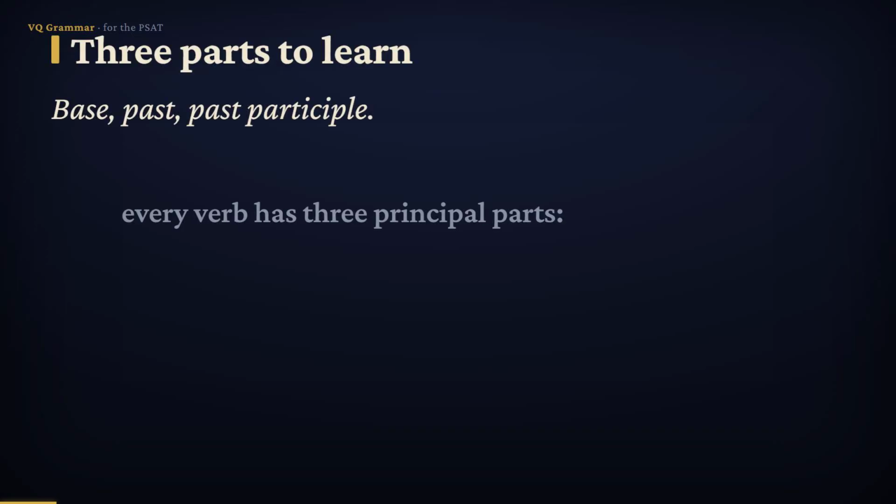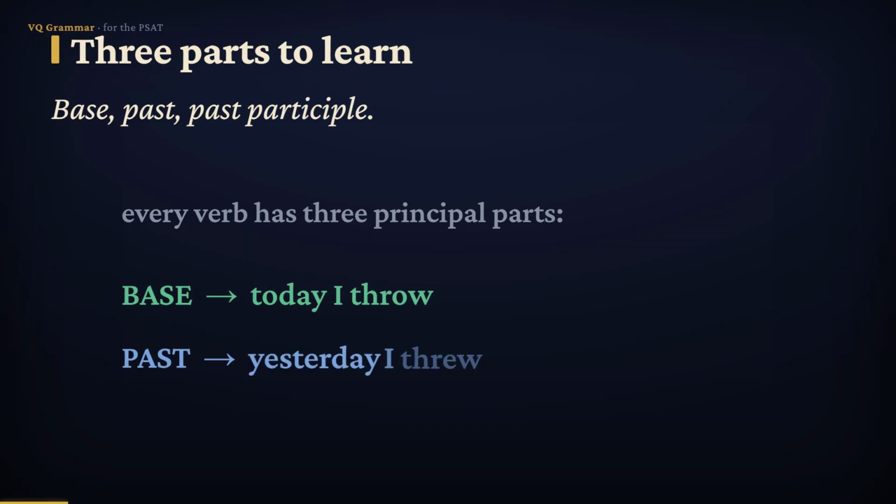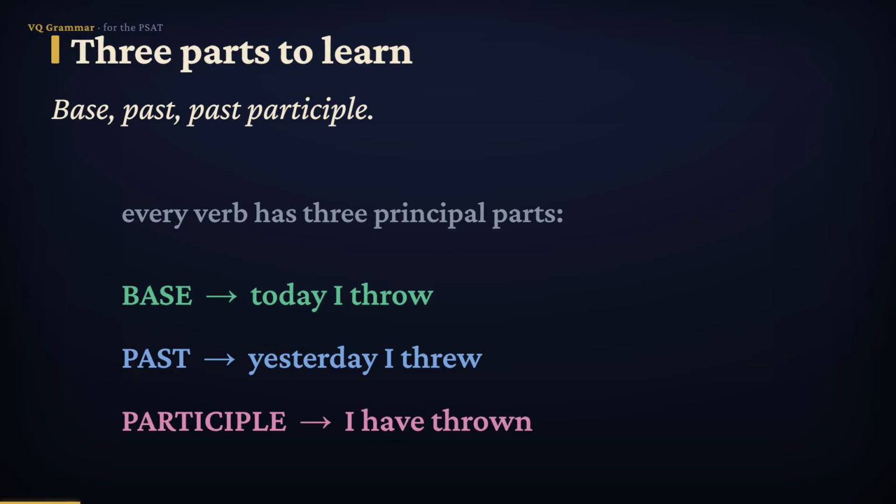Every verb has three principal parts. The base form, what you do today: I throw. The past form, what happened yesterday: I threw. And the past participle, the form that follows a helping verb: I have thrown. Base, past, participle. Irregular verbs just change in surprising ways between those three, so we group them by their pattern.